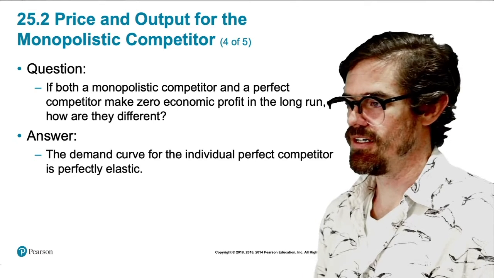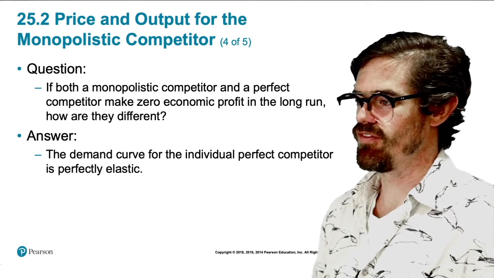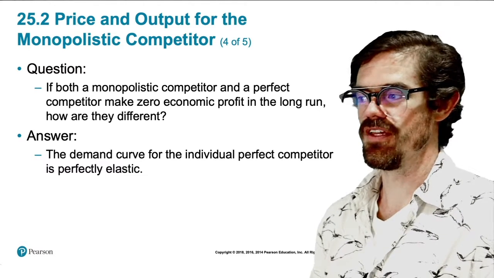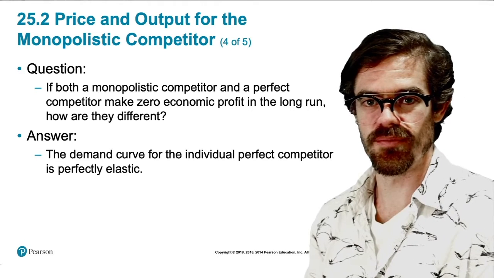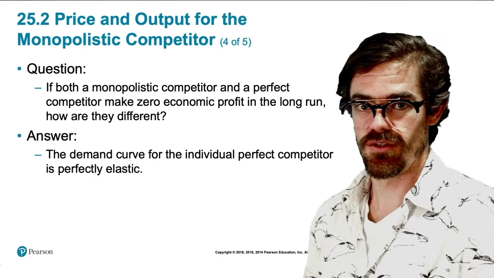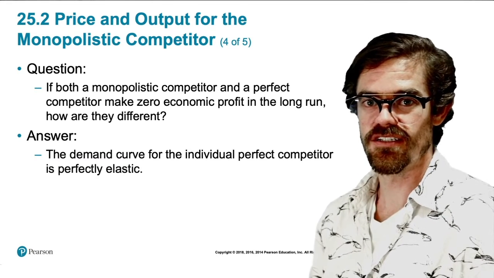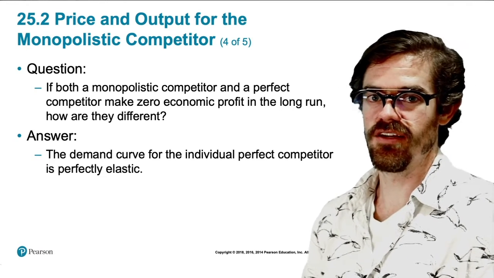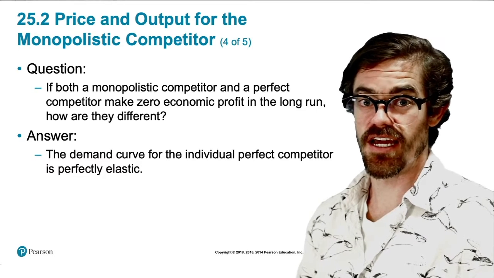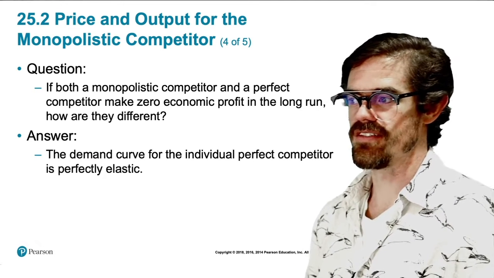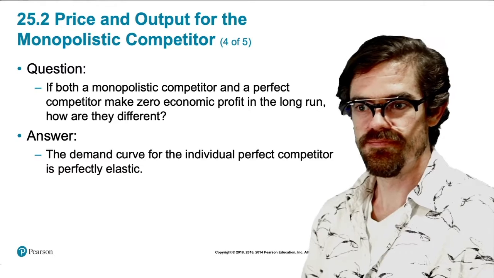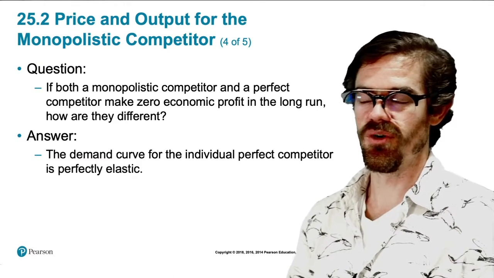All right, so here's a question. If both a monopolistic competitor and a perfect competitor make zero economic profit in the long run, how are they different? Well, hopefully you can say a little bit at this point about how they're different, at least. The main difference is the demand curve that they face, right? Perfect competitors have that flat, perfectly elastic, horizontal demand curve, whereas monopolistic competitors have a downward sloping demand curve, okay? And that's actually why monopoly is part of the name. It's because, like a monopoly, they have a downward sloping demand curve.